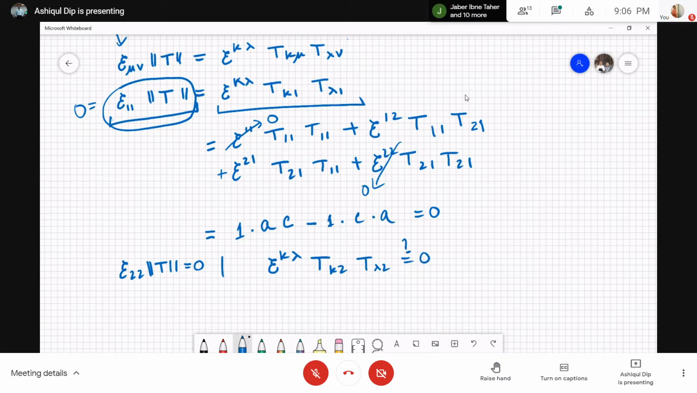Yes. So I think I need not do that, because you can do it by yourself. It's the same thing. So let's do another one which is non-trivial. Let's do this 1-2 case, E12 determinant of T. So what should you get? What do you expect to get?